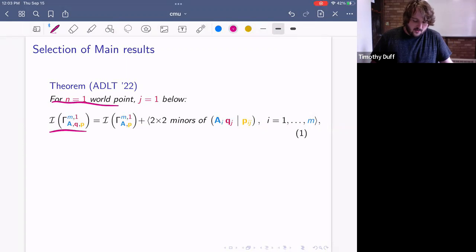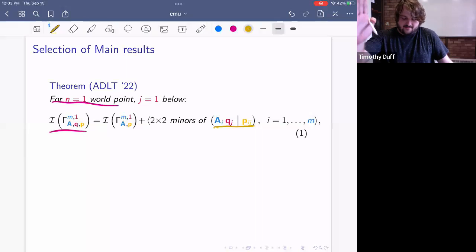For the image formation correspondence, this vanishing ideal is the sum of two ideals. One is generated by all 2x2 minors of matrices of the form A_i times Q_j as the first column and P_ij as the second column. So this is a 3x2 matrix, and I have one for every camera.